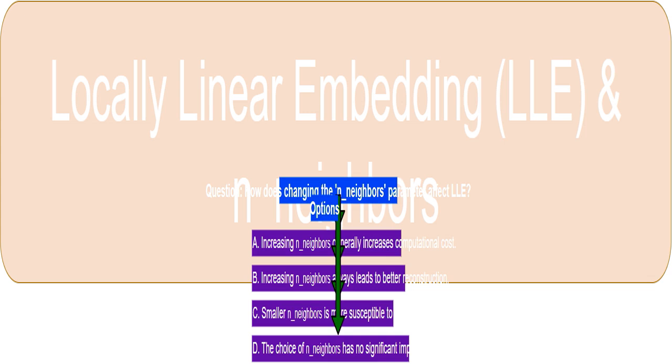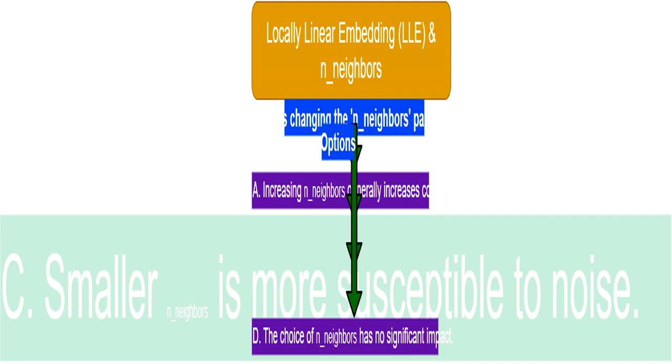With many neighbors, you incorporate more features of their face. I'm asking how changing the number of neighbors considered in LLE affects the results. This is the core of understanding this algorithm. I've presented 4 statements about how changing the number of neighbors, n_neighbors, affects LLE.